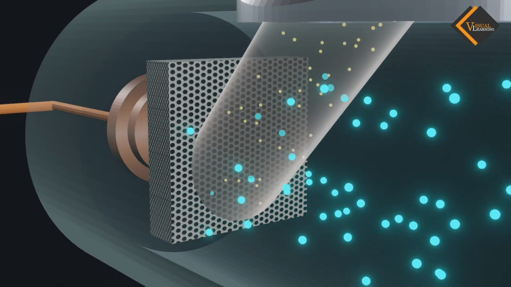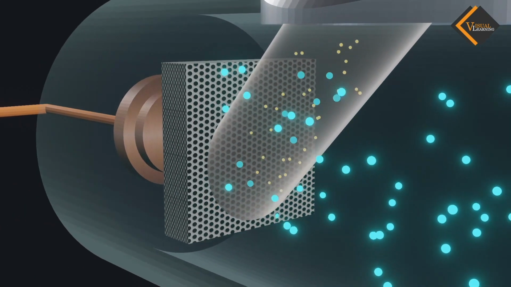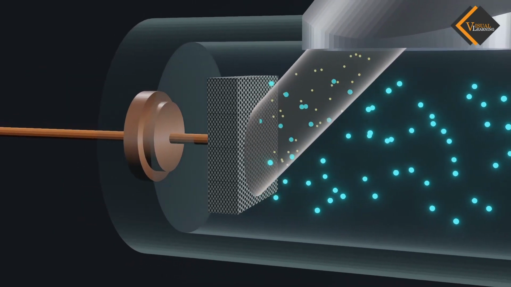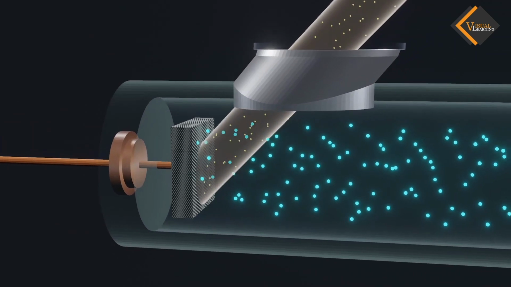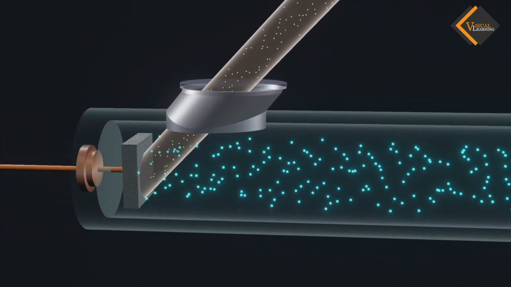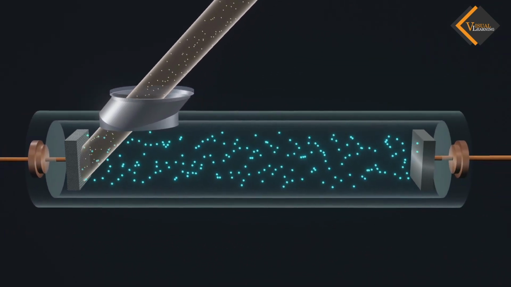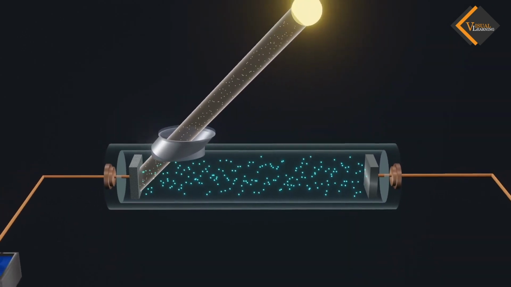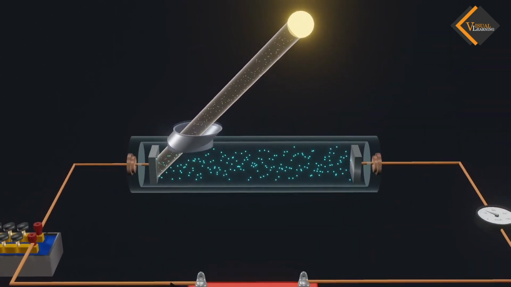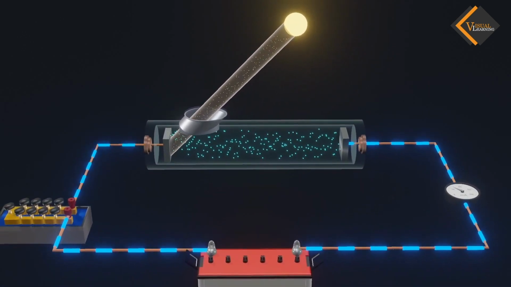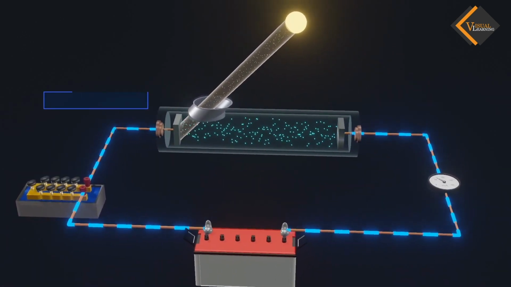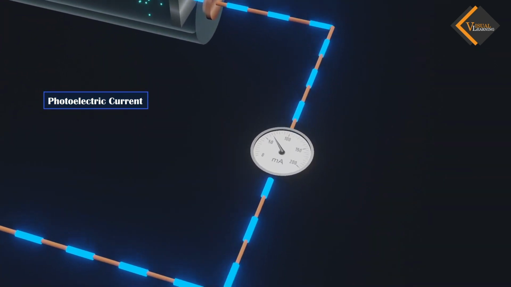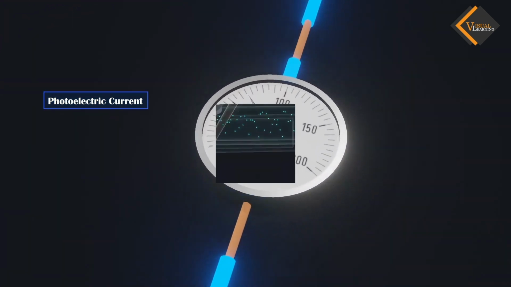As soon as the radiation falls on the photosensitive plate, electrons start to be emitted from the plate. These electrons accelerate towards the metal plate and start flowing in the outer circuit. As a result, current flows in the circuit, which we call photoelectric current. This current can be measured using a microammeter.